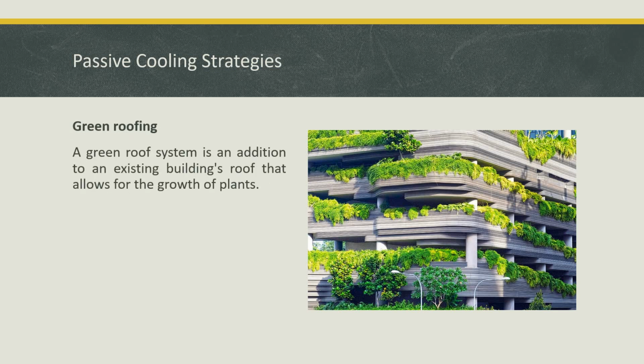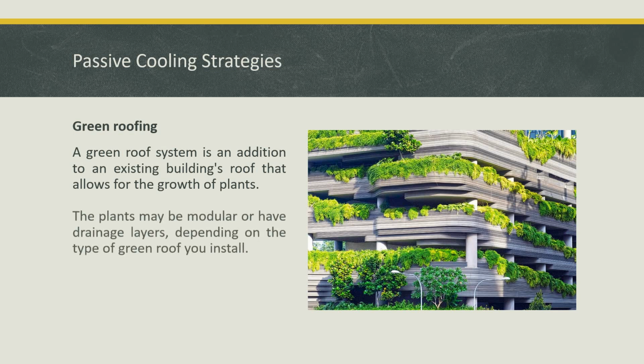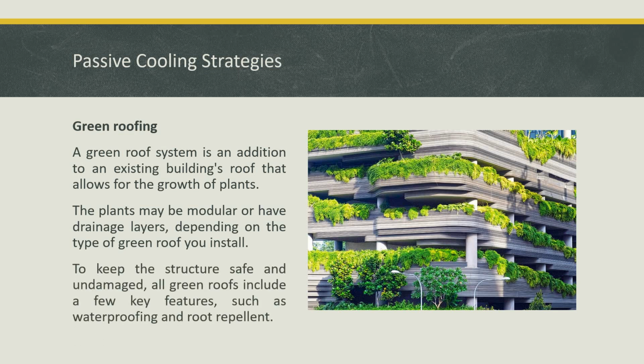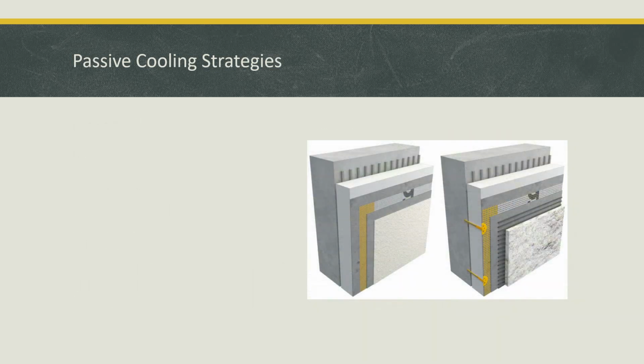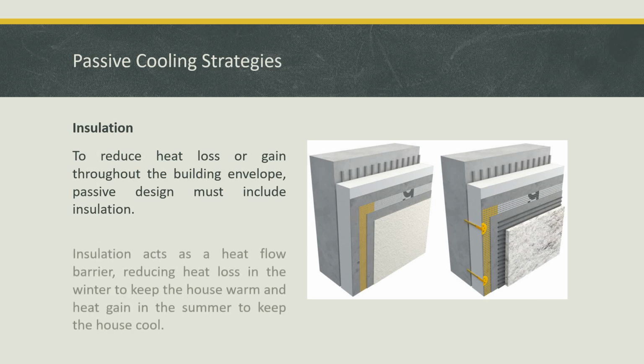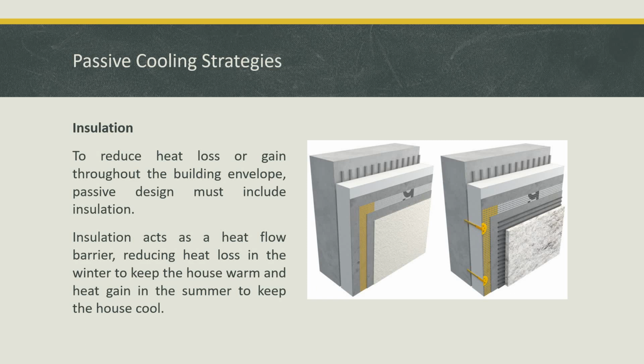Green roofing. A green roof system is an addition to an existing building's roof that allows for the growth of plants. The plants may be modular or have drainage layers depending on the type of green roof you install. To keep the structure safe and undamaged, all green roofs include a few key features such as waterproofing and root repellent. Insulation. To reduce heat loss or heat gain throughout the building envelope, passive design must include insulation. Insulation acts as a heat flow barrier, reducing heat loss in the winter to keep the house warm and heat gain in the summer to keep the house cool.